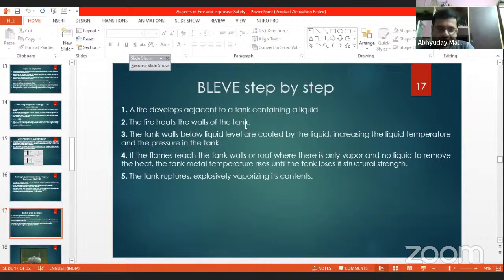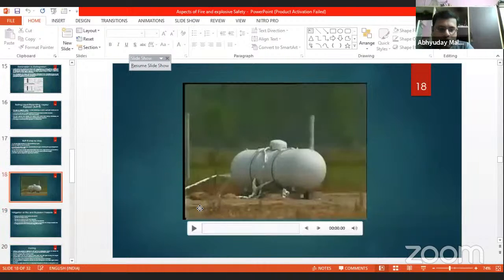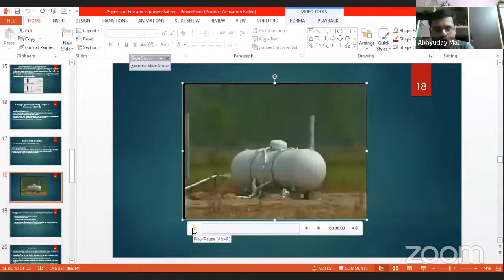Now, what we have here is a video of a BLEVE. This is a short 2-minute video. You can see what happens when a BLEVE occurs.